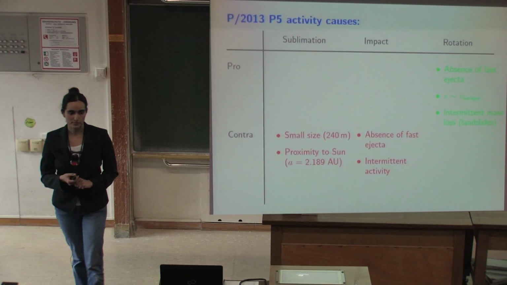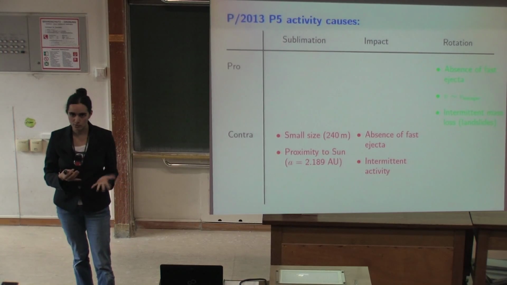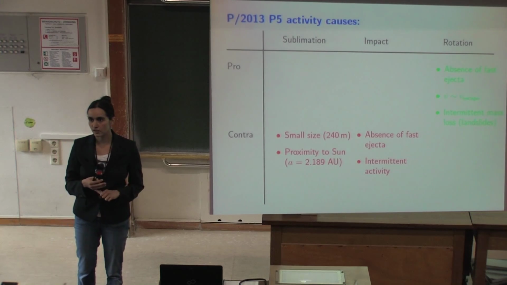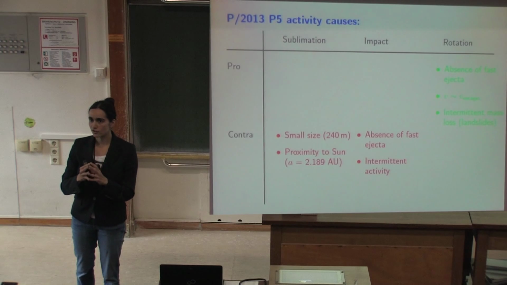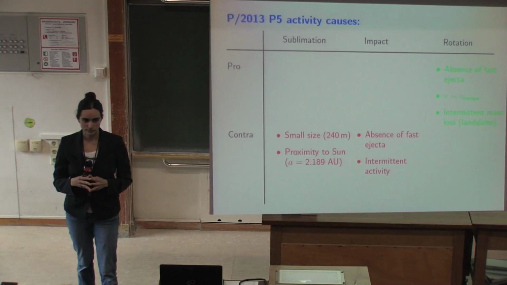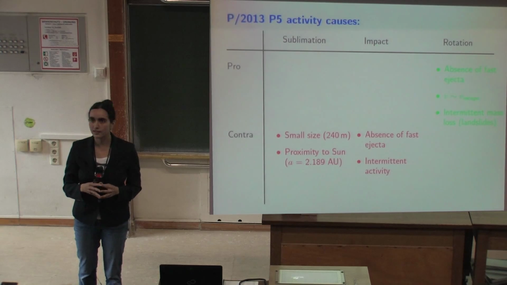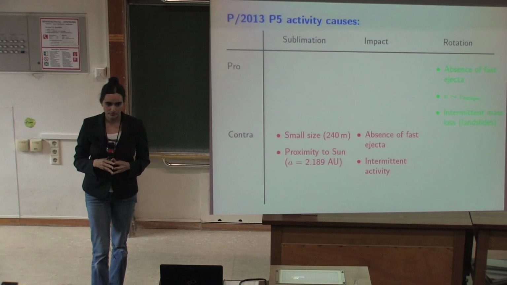And for sublimation, the arguments are similar to A2. It's very small, it's also in the inner asteroid belt. It is very unlikely that ice can be conserved in such a body. And also, it's not clear why sublimation would cause these type of bursts.